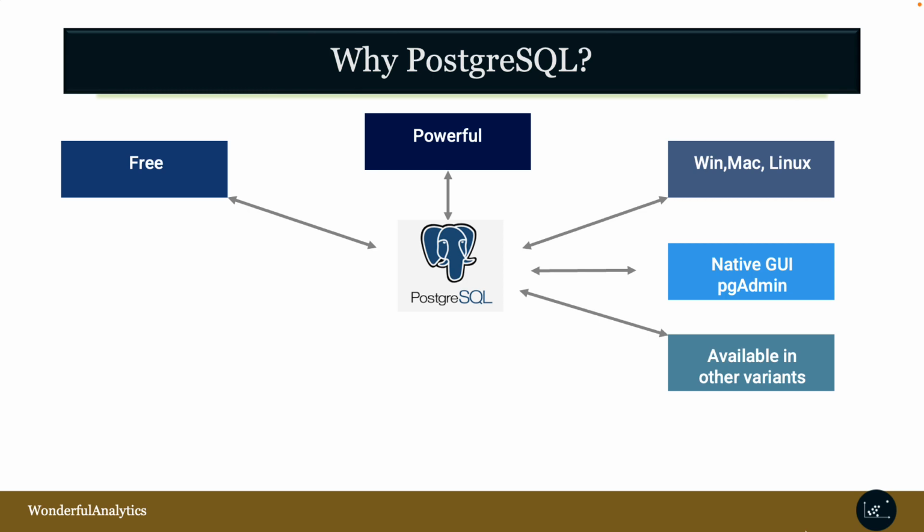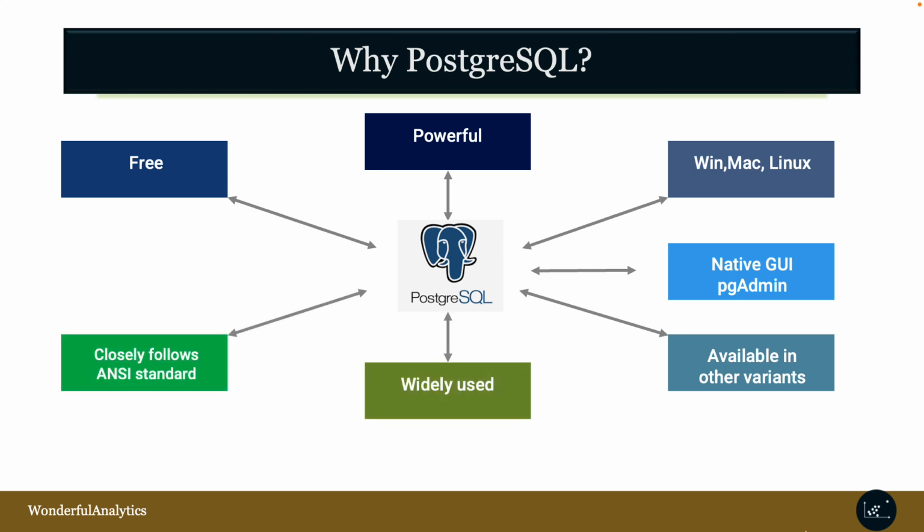The syntax we use in PostgreSQL closely follows the ANSI standard. ANSI stands for American National Standard Institute, and this is a guideline or a standard for implementing SQL. The ANSI published its first SQL standard in 1986, and since then there have been a lot of related updates as well. PostgreSQL also comes with various useful extensions such as fuzzy string match for fuzzy string matching and PostGIS for geospatial analytics.